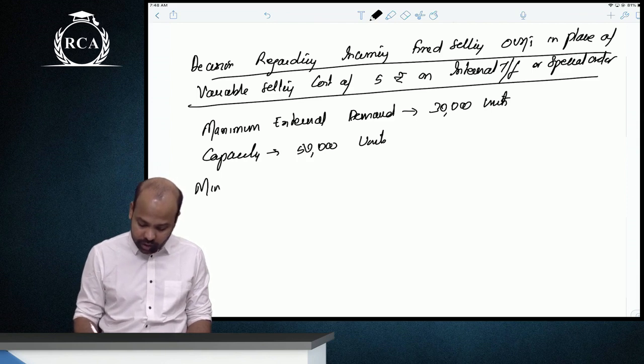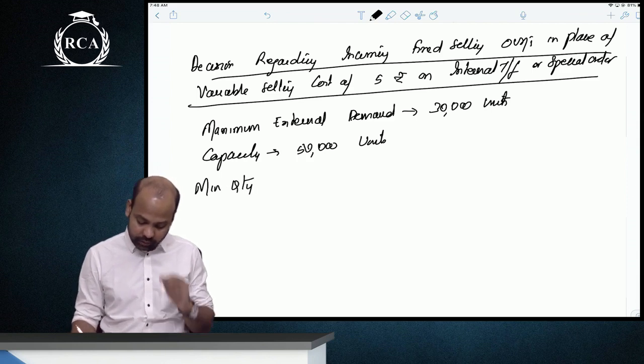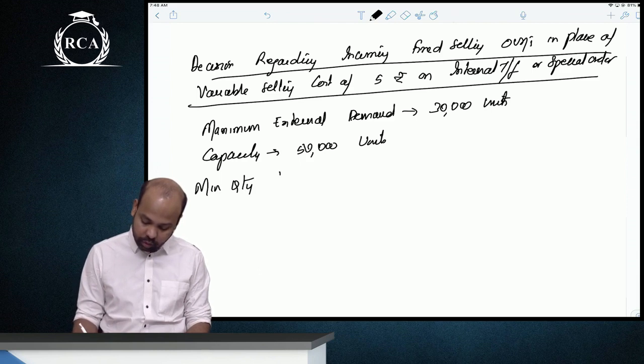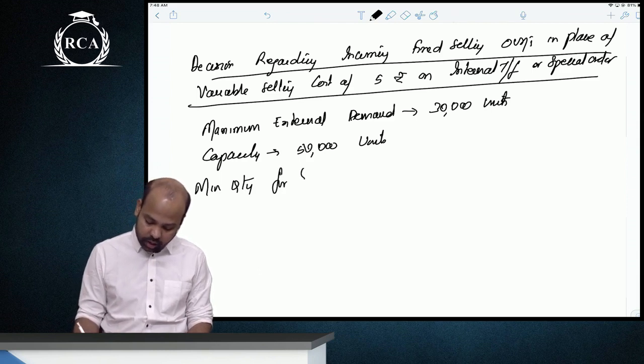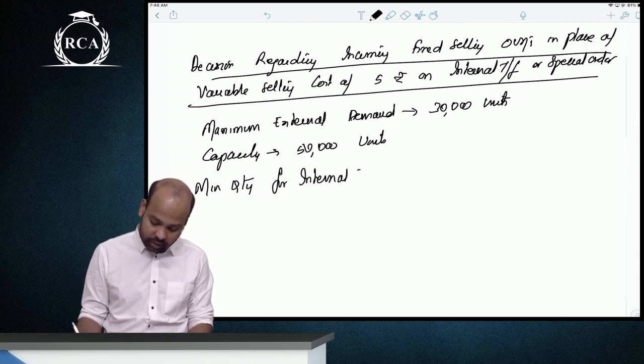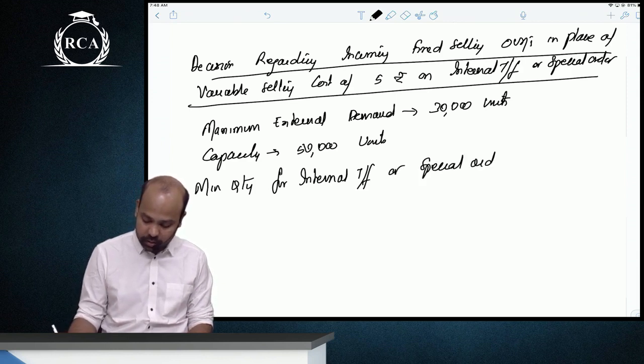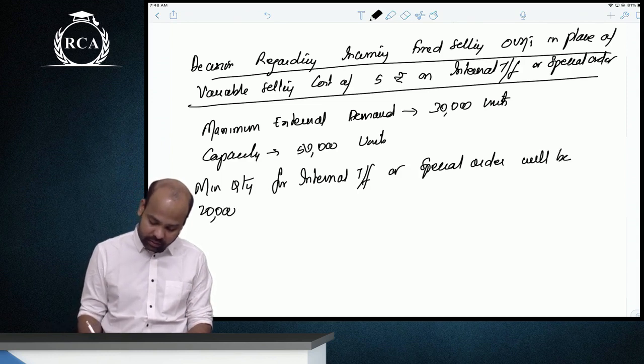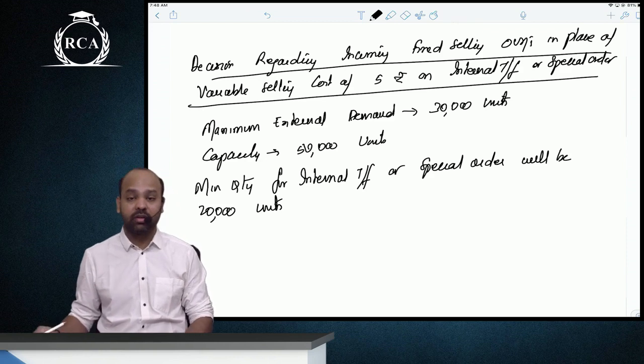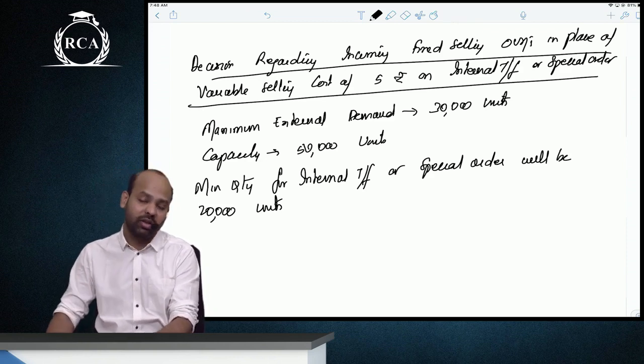Now the minimum quantity guys, beta for internal transfers or special order, will be 20,000 units. Now this is why minimum as such guys, that is even if preference is given to external sales. Who knows beta preference will not be given to external sales?